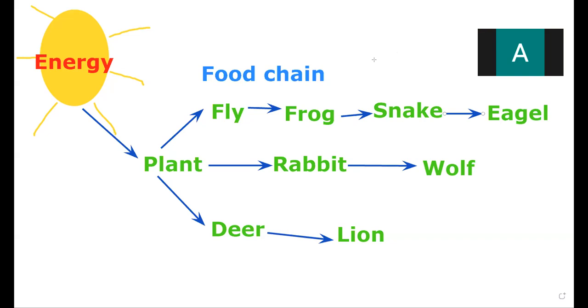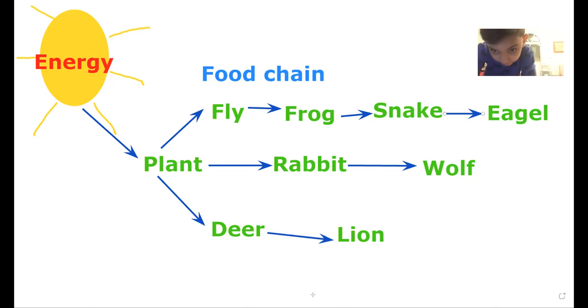So, this is food moving from one living thing to another. This is why we call it a food chain. It looks like a chain. Food moves from one living thing to another.